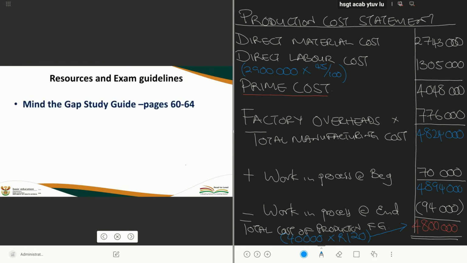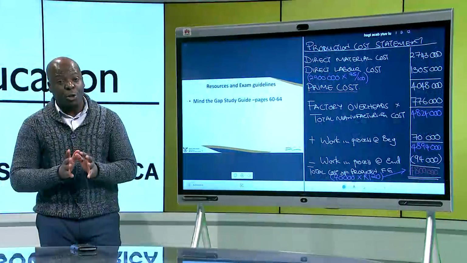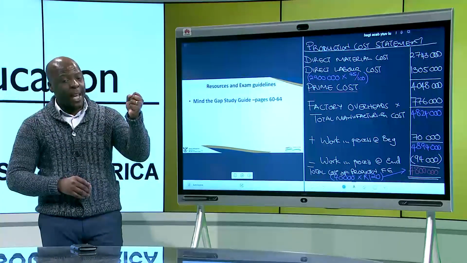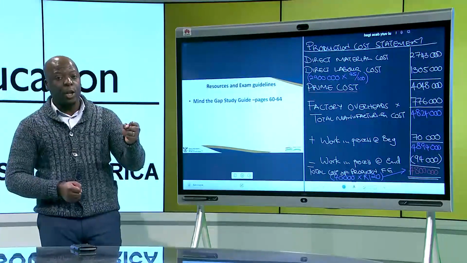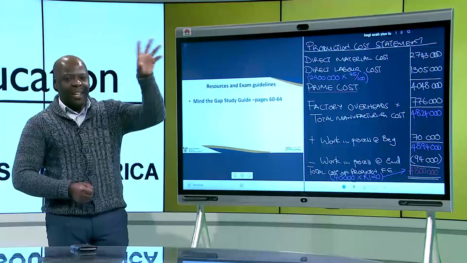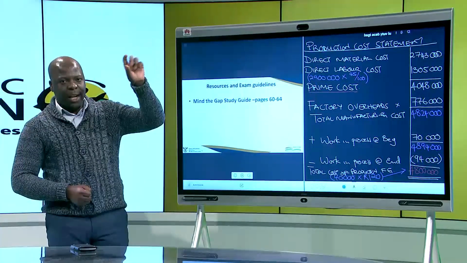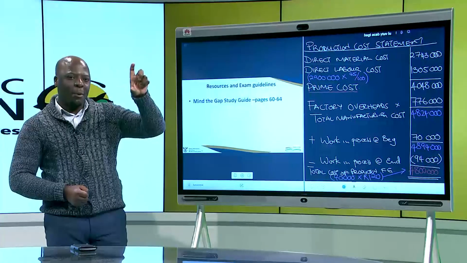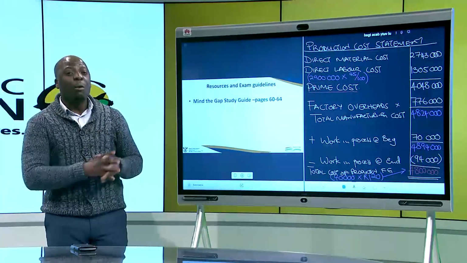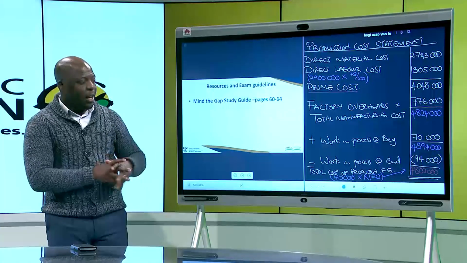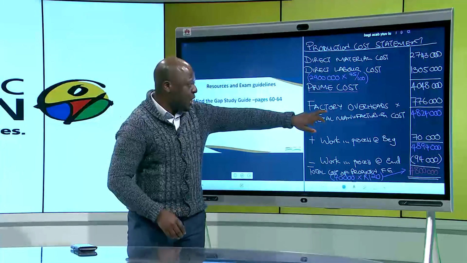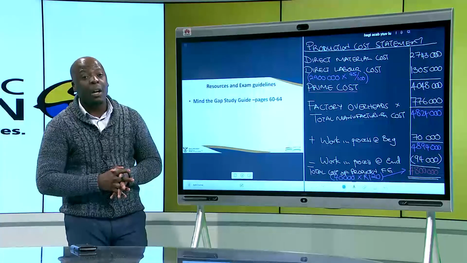Boys and girls, it is very important that you use Mind the Gap and study from pages 60 to page 64. But in my conclusion, before I let you guys off, you need to remember you have different types of costs. You have your direct and you have your indirect cost. And your direct cost, where does it go? Into the production cost statement, right on top. What does it form? Prime cost. And your indirect costs, where do they go? Factory overhead cost note, all right? And it still goes on to your production cost statement, but as factory overheads.